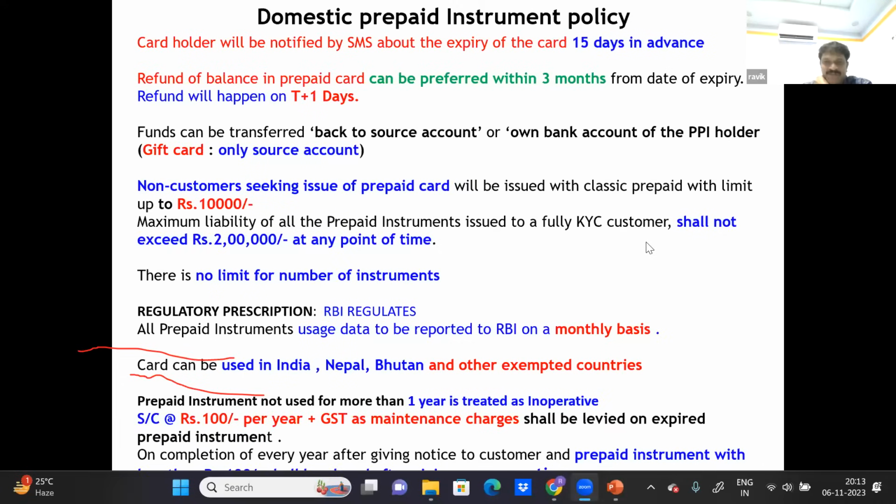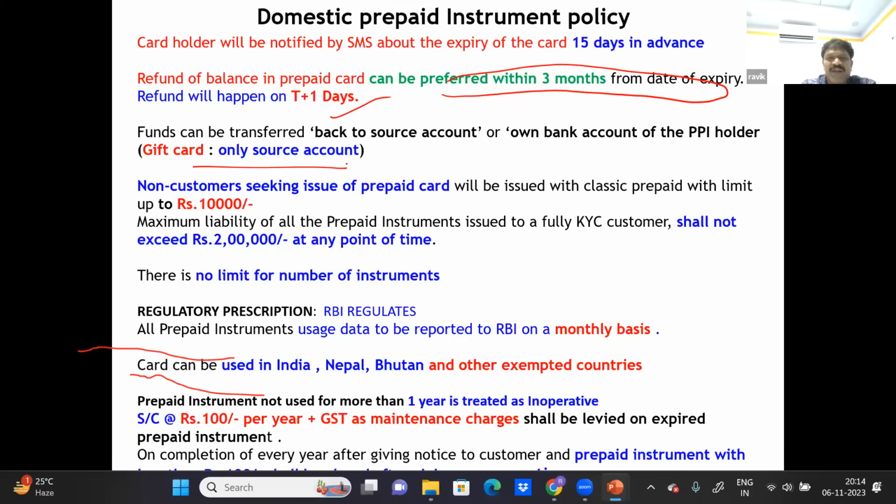Then refund of balance. If the customer wants to take a refund on a prepaid card, he should apply preferably within 3 months from the date of expiry. Before 3 months from the expiry, he has to apply and the bank has to refund within T+1 days. Again, refund of balance in a prepaid card can be requested, but within 3 months from the date of expiry, and the refund will be T+1 days. How will we give the refund? We can give it to a bank account, back to the source account or their own bank account of their choice. But for a gift card, we have to give only to the source account. Source account means the account from where the funds came for issuance; the same account it should go back to for a gift card.